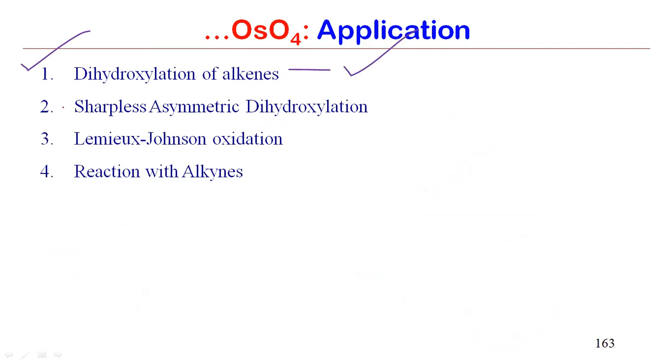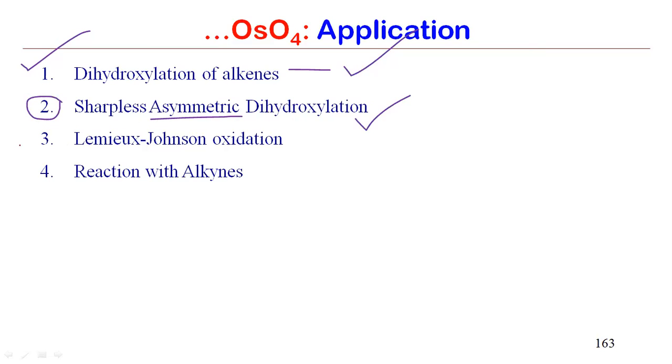And the second one is if you want to prepare some enantiomerically enriched compound, then we are using some asymmetric fashion. There are some asymmetric chiral ligands which do hydroxylation in the alkenes particularly. So we can prepare chiral diol compounds from alkene using this reagent. We'll talk about this asymmetric hydroxylation reaction.